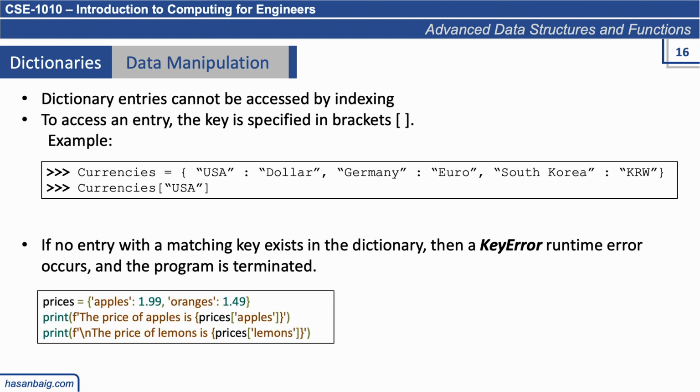Let's take another example here. Prices: the price of apple is 1.99, orange is 1.49. You see, you are specifying the dictionary named prices and specifying the key within that dictionary, and it will retrieve the value associated with apples. Similarly, price of lemons will retrieve the value associated with lemons.